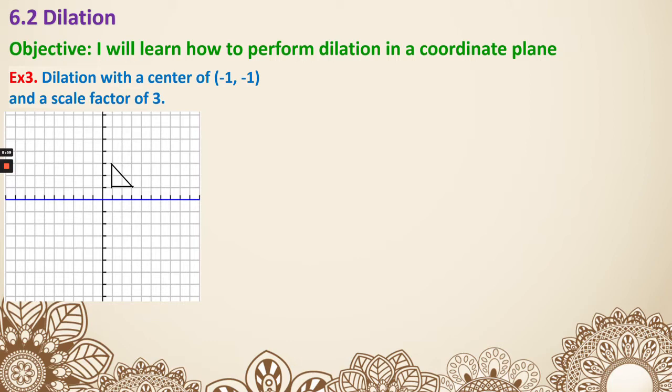Example 3. Same idea, -1, -1. This time, we're not doing the origin. So let's highlight that point. And we're counting how far away each point is compared to that center of dilation. So this point, for example, is 2 up, 2 to the right, dilation by 3, which means I need 6 up and 6 to the right.